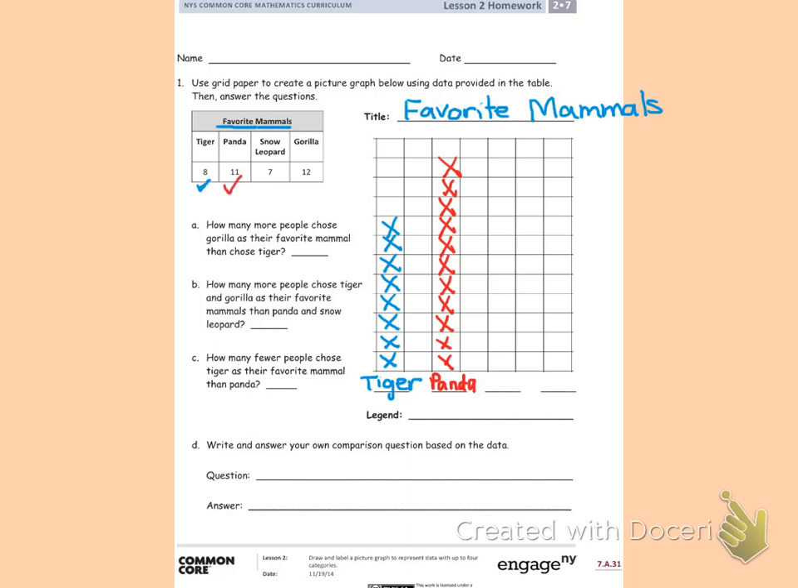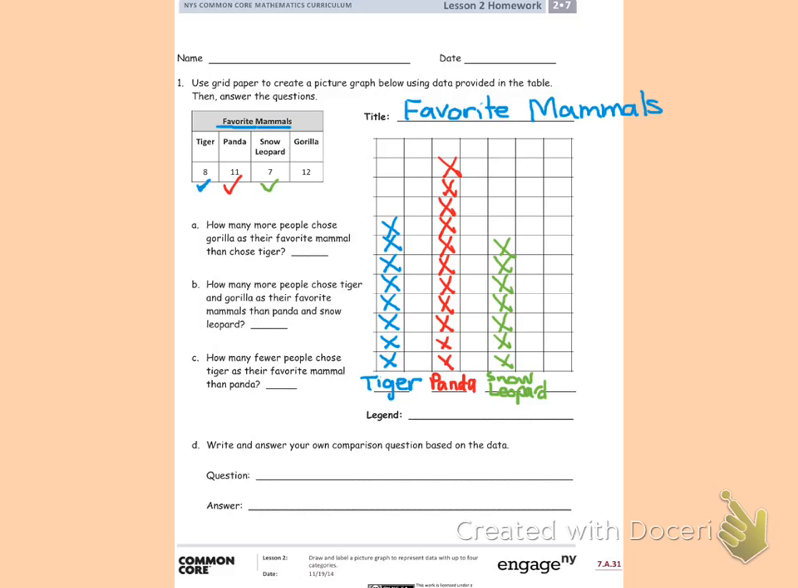The next one is snow leopard. I'll write it here. Snow leopard. Seven people chose the snow leopard as their favorite mammal. 1, 2, 3, 4, 5, 6, 7.